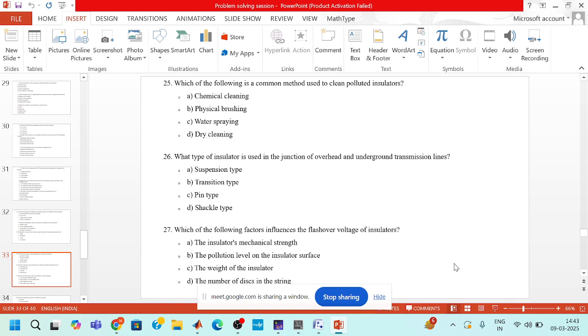The next question is, what type of insulators is used in the junction of overhead and underground transmission lines? Options are suspension type, transition type, pin type, shackle type. I think shackle type, madam, because they are used at junctions with turning points. They are good for mechanical strength. Where there are turnings, it avoids bending or breaking of insulators. That way, shackle insulators are better to use at junctions or turns.